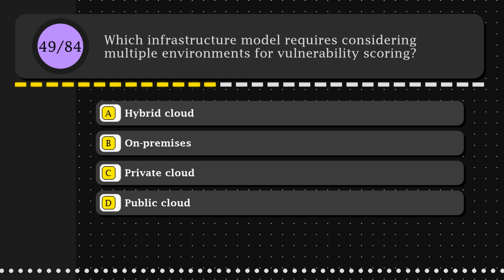Option A, hybrid cloud. Option B, on-premises. Option C, private cloud. Option D, public cloud.